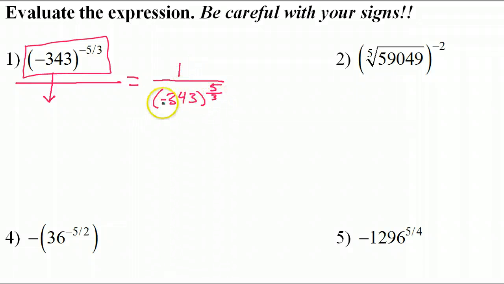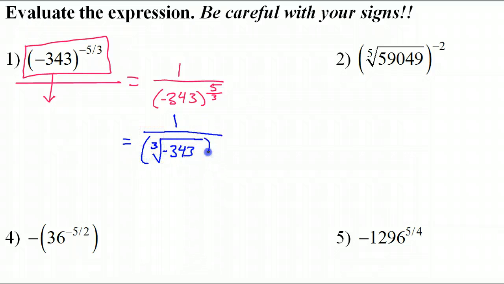Now, the next thing to do is to convert this to radical form. So in radical form, I've still got that 1 up there, but the 5 is the power, the 3 is the root. So this would then be the cube root of negative 343 raised to the 5th power. Okay, 5 is the power, 3 is the root. Now we need to do the cube root of negative 343. Well, first of all, don't worry about the fact that it's negative. That just means the answer will be a negative number. So just ask yourself what the cube root of 343 is.